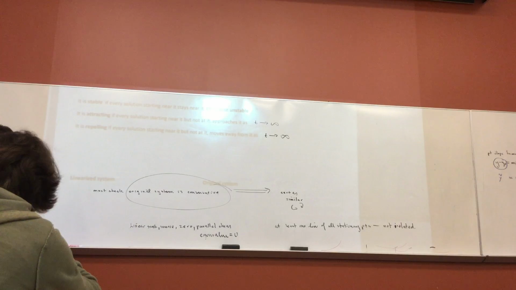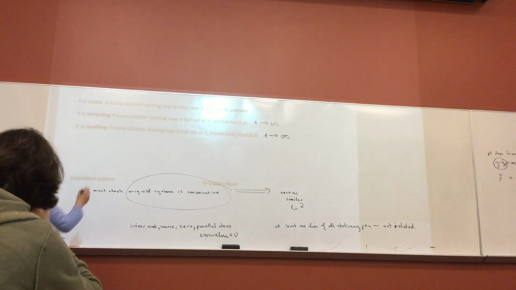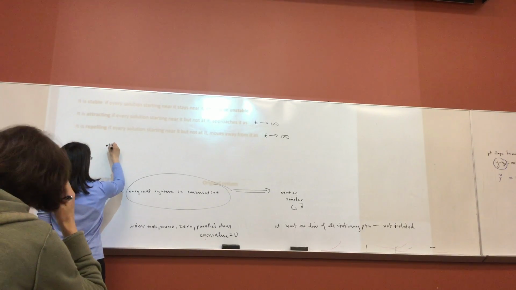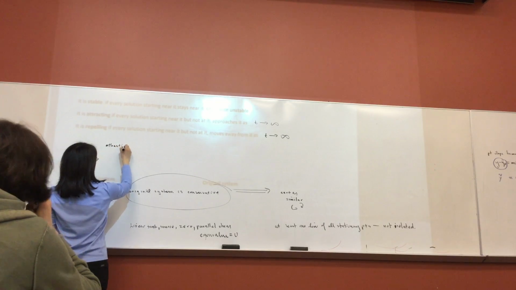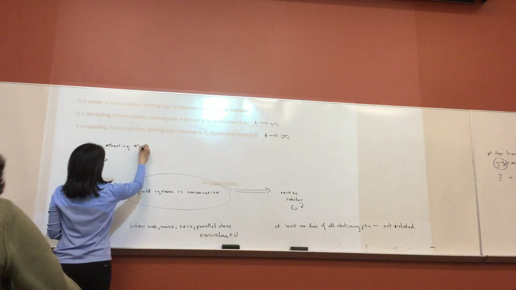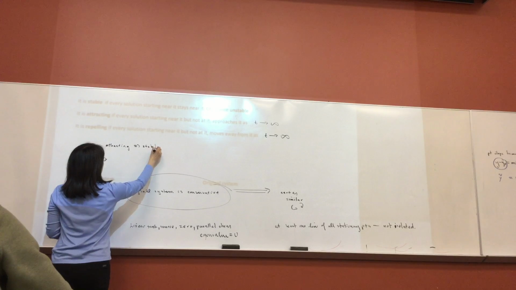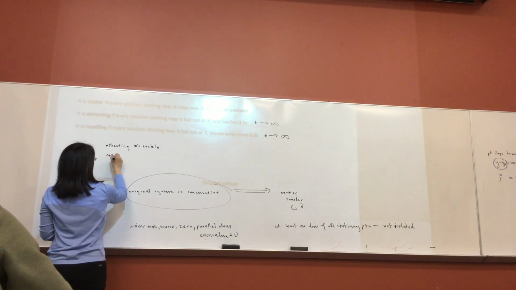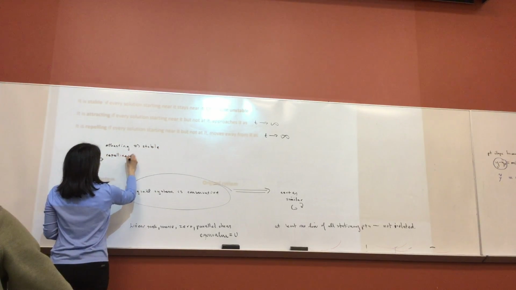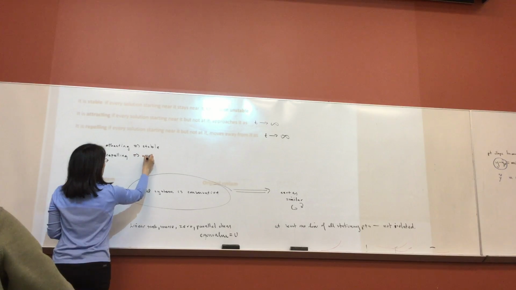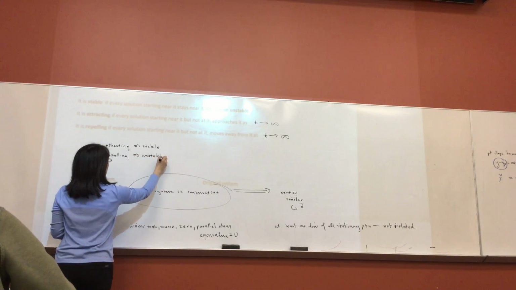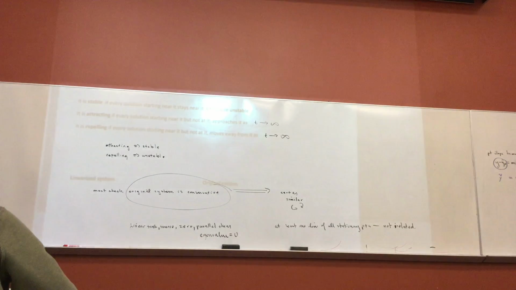And just notice, obviously if it's attracting, you know it's going to be stable. And if it's repelling, obviously it's unstable. But you could have something that's not attracting and not repelling, like a saddle, and that was unstable.